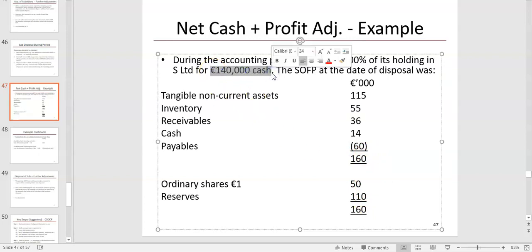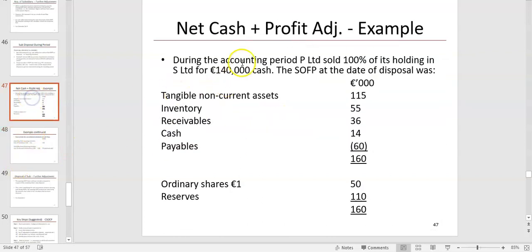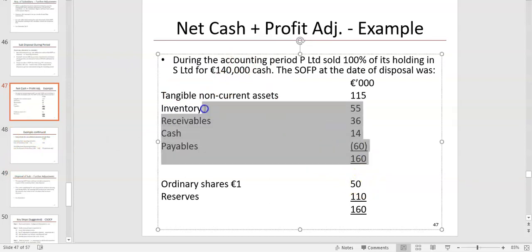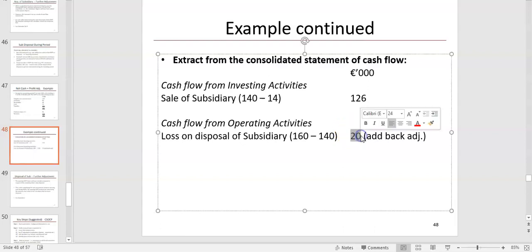So straight away we're thinking, hold on here, here's an added complication. We have a loss on disposal. Because we're selling something that's in the accounts at 160, its net assets, selling it for 140. So like you have a profit or loss on disposal of non-current assets, you have a profit or loss on disposal of a subsidiary, which we had 2 or 3 weeks ago. So that will be a non-cash expense. So you're going to have to add that back when you're doing the indirect method.